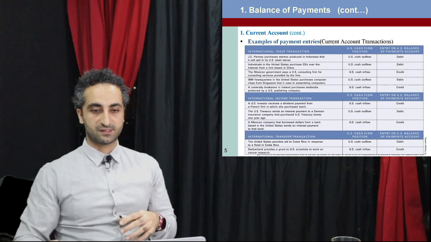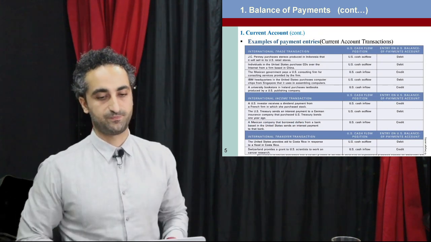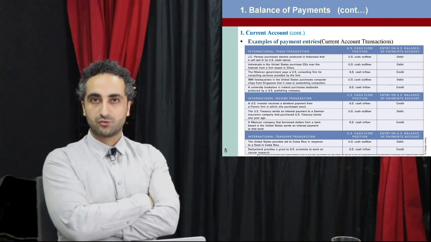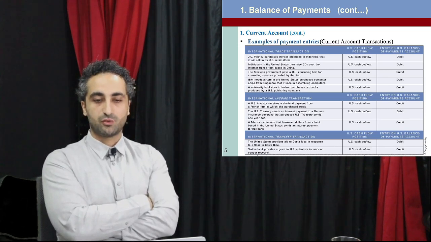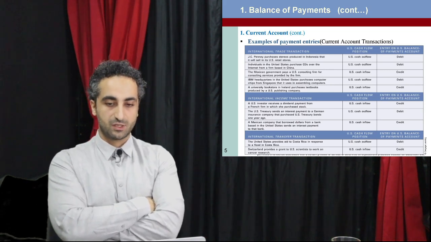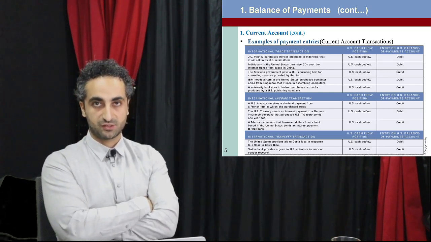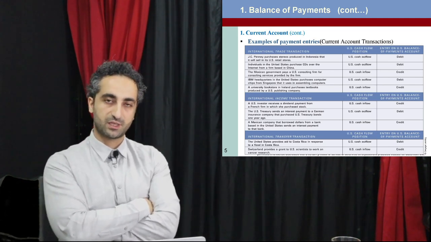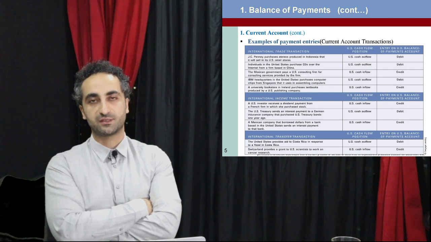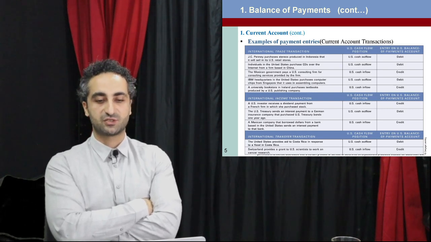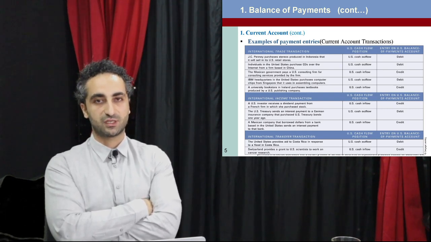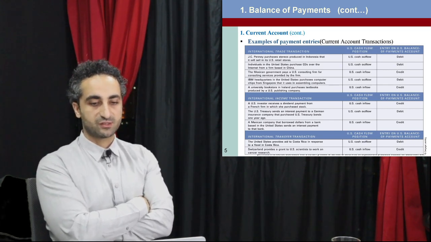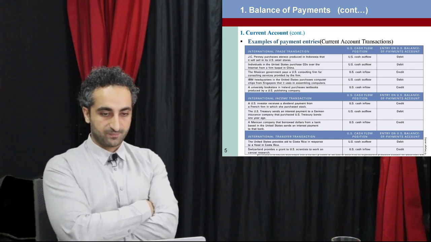Okay, let's take an example in the next slide. Let's go through these transactions together and try to see where they should be recorded. Number one. So this is a current account transaction. Okay, so now we are focusing only on current account. However, in current account, we have three subcategories. Number one, international trade transactions. So not income, not transfer, trade. Trade, import, export.